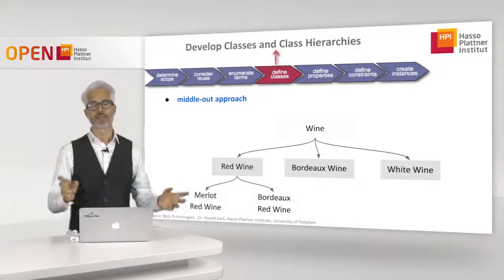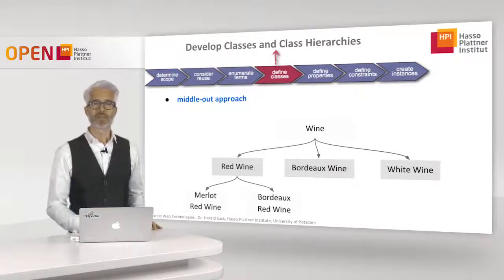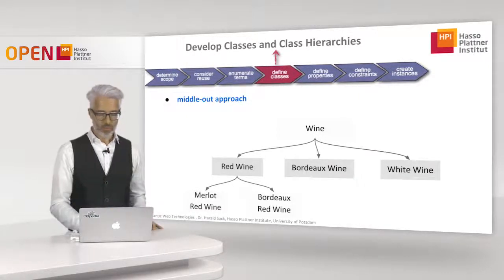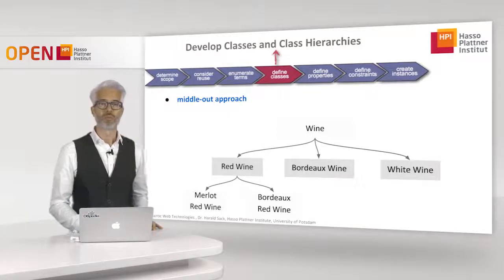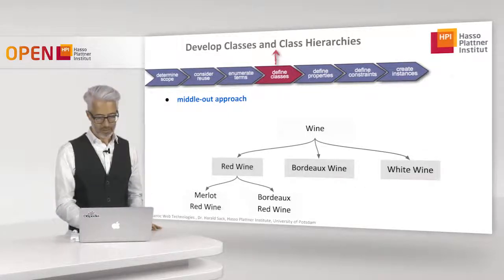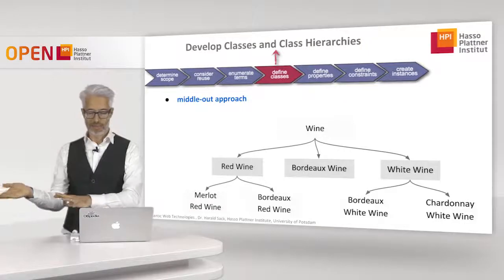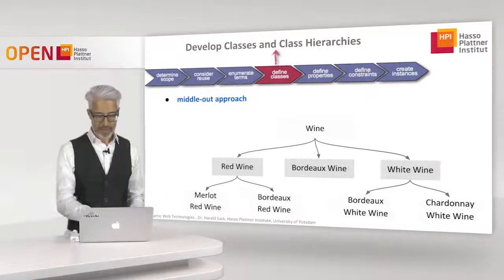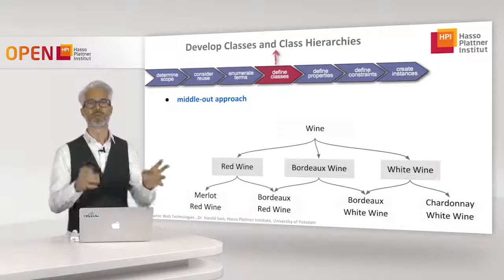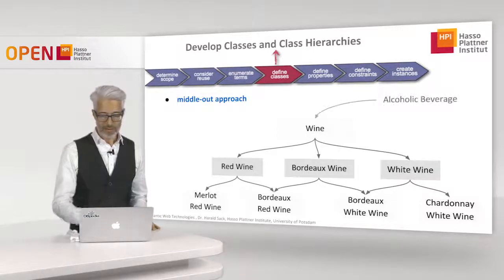And then you can also go in the other direction and say, okay, I define some white wines, which would be the Merlot white wine and the Bordeaux red wine. And then I do white wines, the Bordeaux and the Chardonnay, and I can also then subsume the Bordeaux wines here. And of course, wine is an alcoholic beverage.